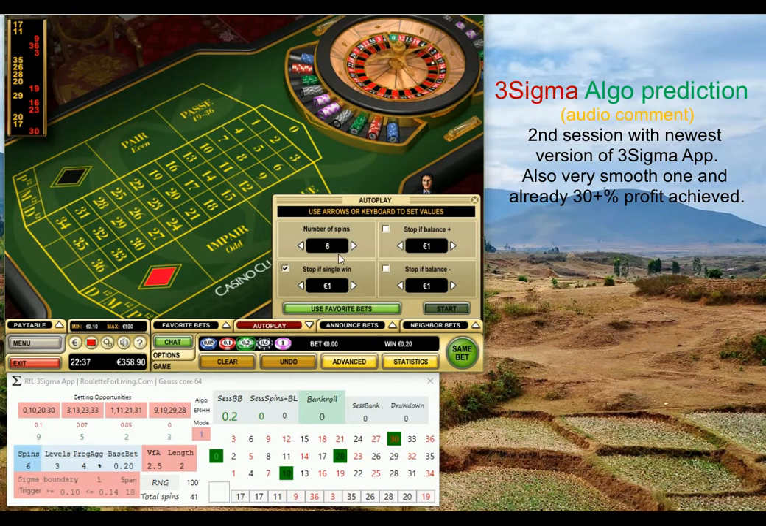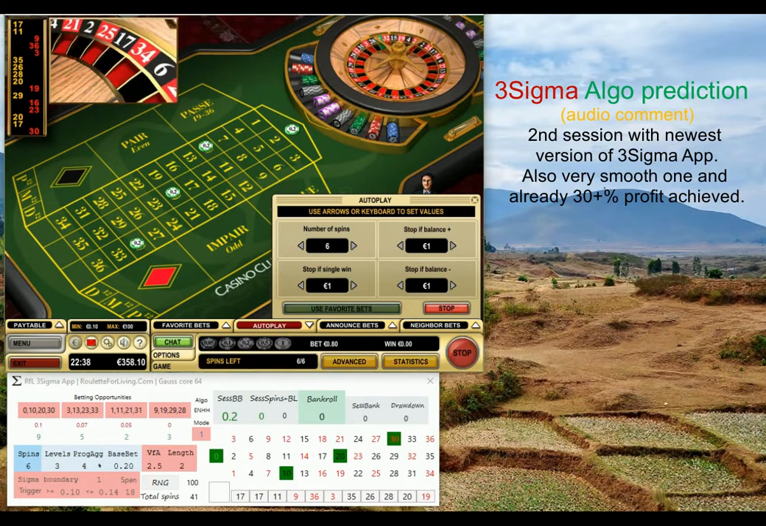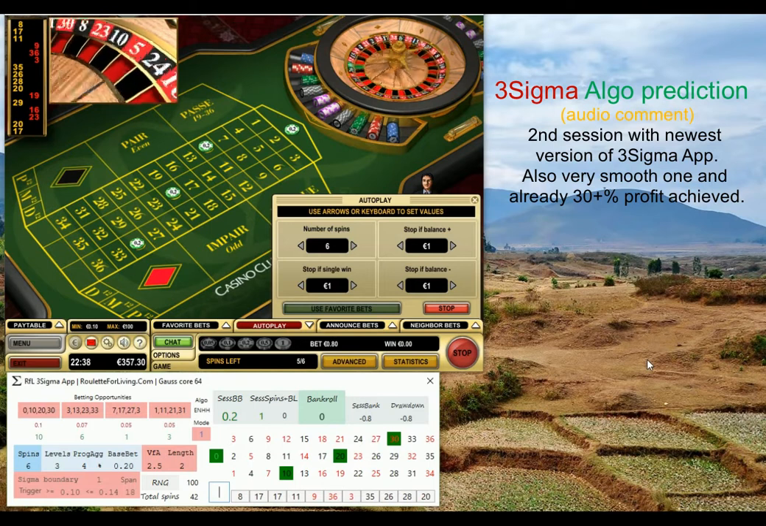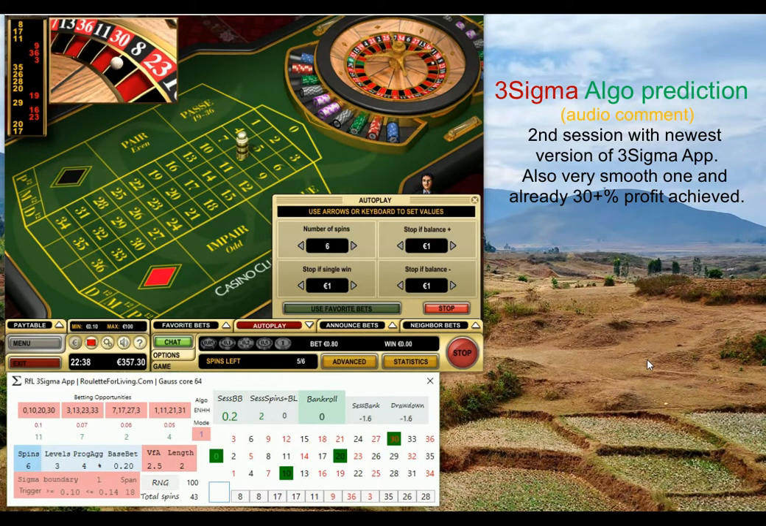So as you know from the previous session, I'm also playing at Casino Club again, and I started with 300 deposits. As you can see from the previous session, I created something like 50 euro profit, and I continue with the same bankroll also for this session.